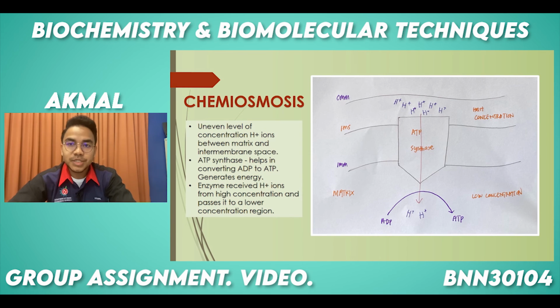From the transport chain, it shows an uneven concentration between the matrix of mitochondria and the intermembrane space. The hydrogen ions cannot pass through the membrane without the help of an enzyme. Hence, ATP synthase acts as an enzyme that converts ADP to ATP by receiving hydrogen ions from the intermembrane space, which has a high concentration, and passing them through the membrane into the matrix of mitochondria, which has a lower concentration. This concludes that the conversion of ADP to ATP will generate energy.